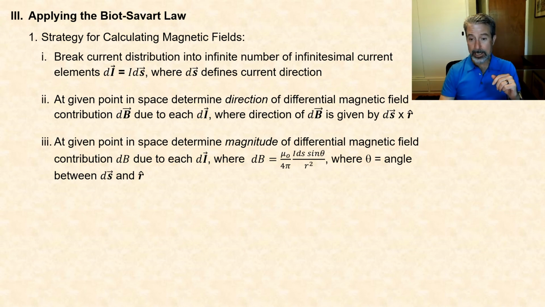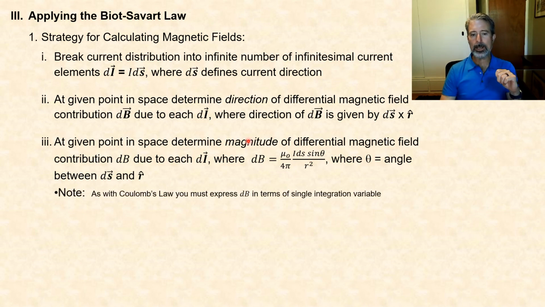And the magnitude of dB is found simply by applying the rule for the cross product of two vectors, right? When we look at the Biot-Savart law here, I ds cross r hat means the magnitude would be given by I times the magnitude of ds, times the magnitude of r hat, which is 1, the magnitude of any unit vector is 1, times the sine of the angle between ds and r hat.